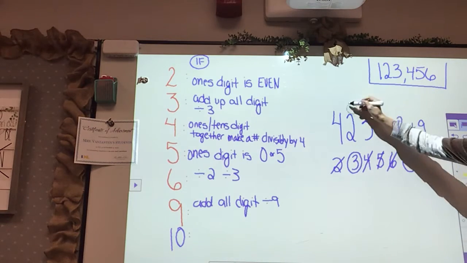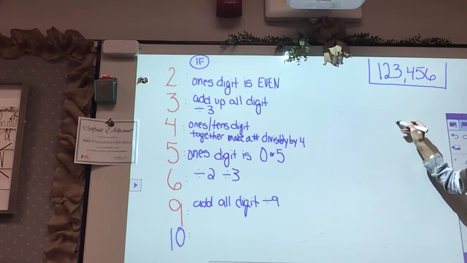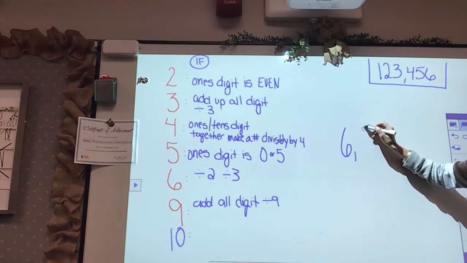Let's try another number. I'm just going to make one up. Let's try 6,000. Yeah, we'll do a few on our own in a second here.